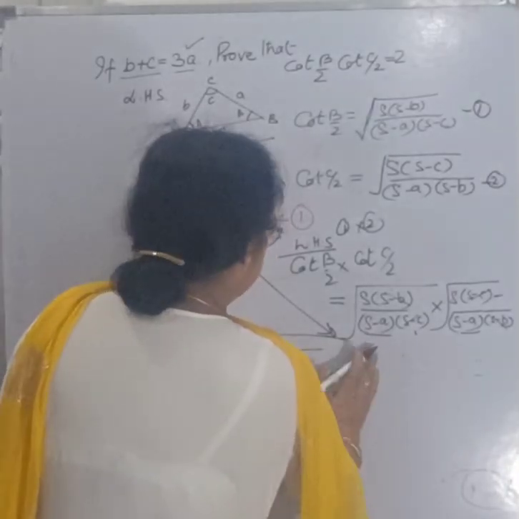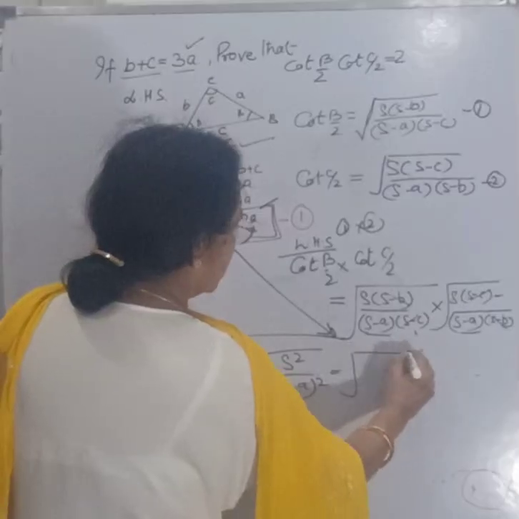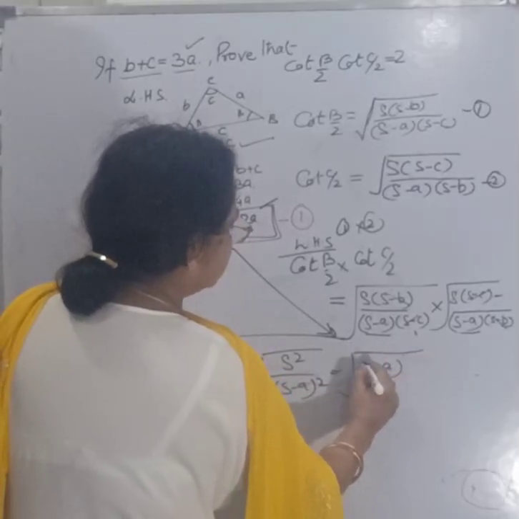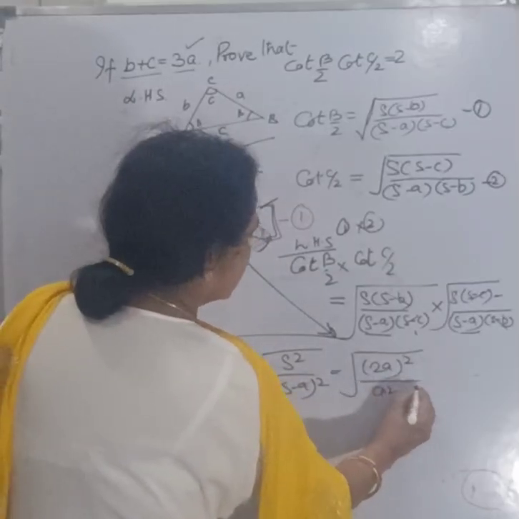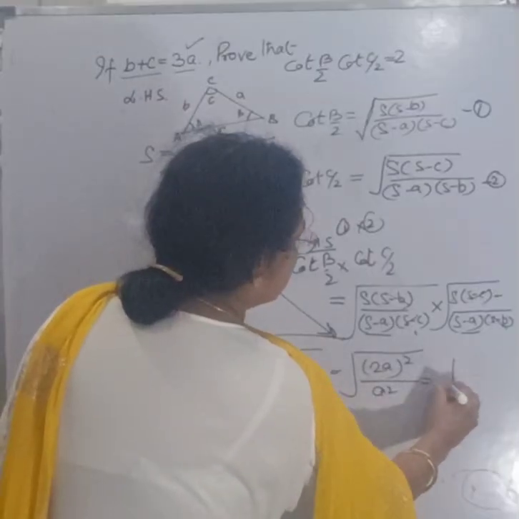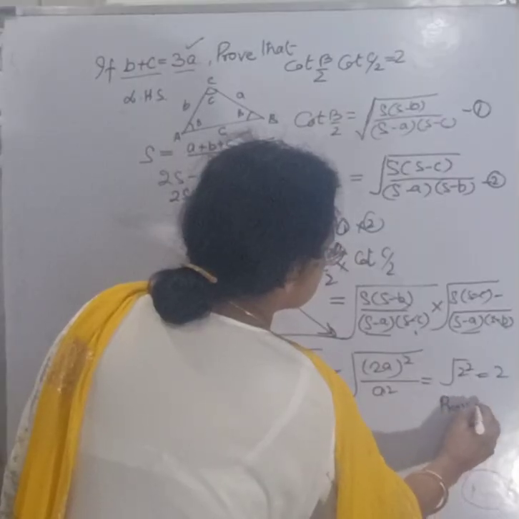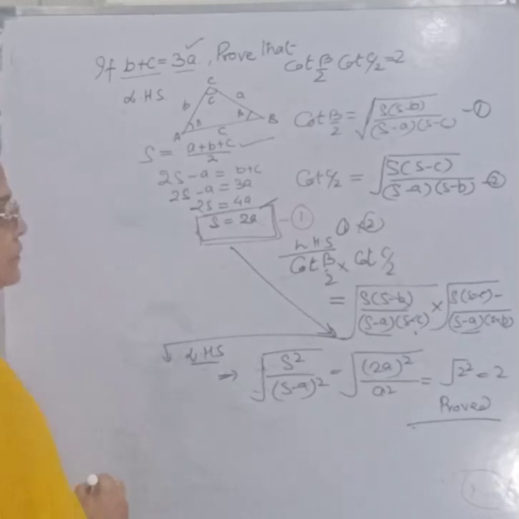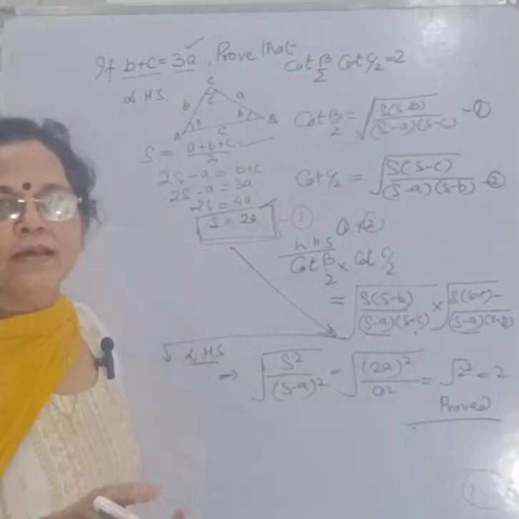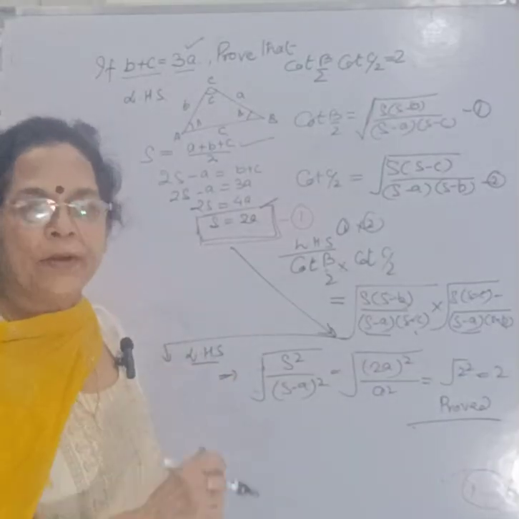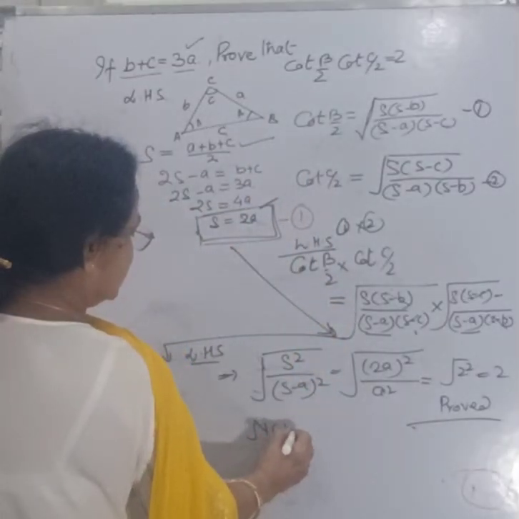I am putting this value again. It was wrong. S upon S minus A can be written as 2A upon 2A minus A, which is 2A upon A. A gets cancelled, and it is 2. Proved. Here by mistake I had written S is equal to A by 2; it should be S is equal to 2A. This is proved. This is the question as per NCERT syllabus.